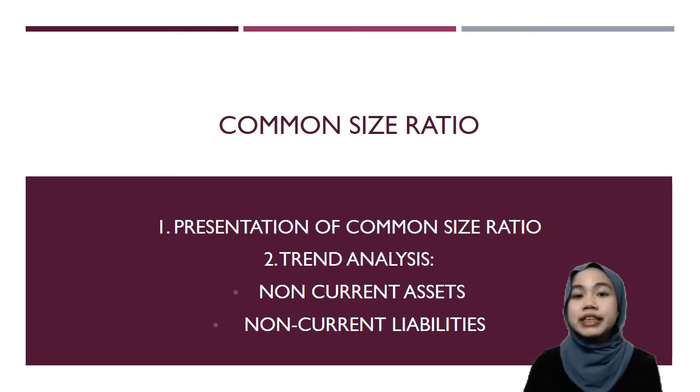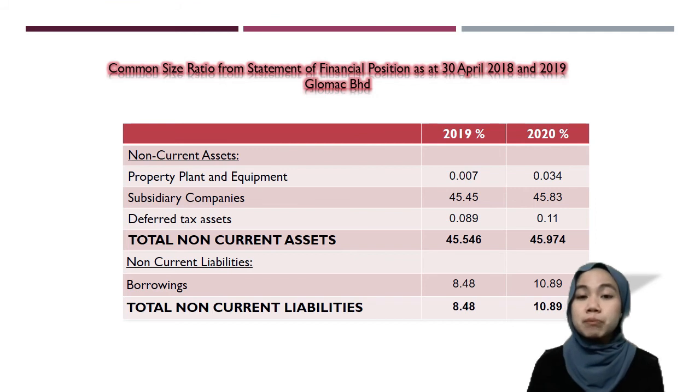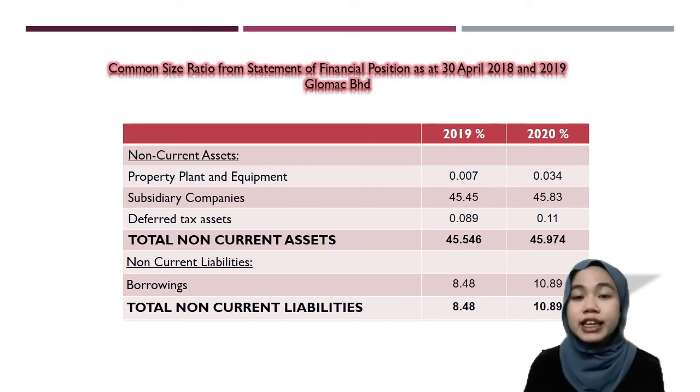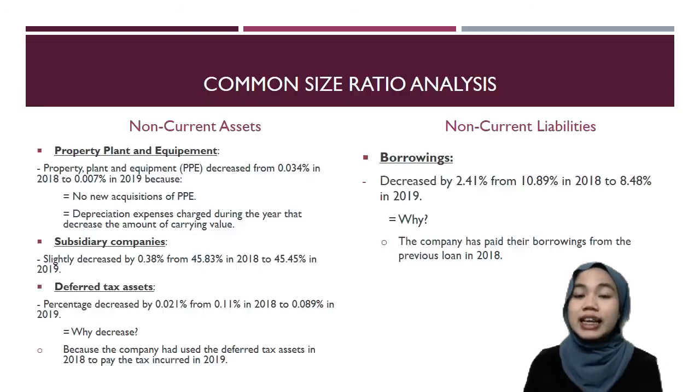Last but not least is the common size ratio trend analysis for non-current assets and non-current liabilities. By the table, we can see that the property, plant and equipment, or PPE, decreased from 0.034% in 2018 to 0.007% in 2019. This is because there was no new acquisition of PPE, and depreciation expenses charged during the year decreased the carrying value.